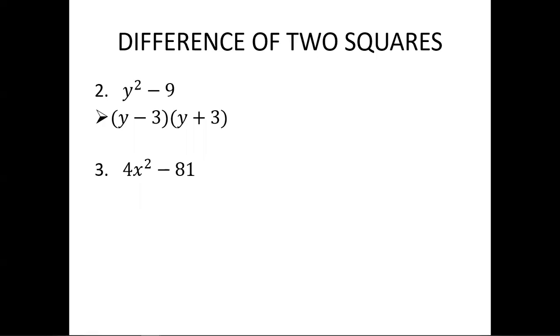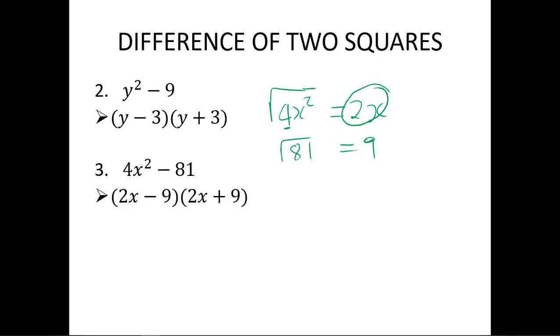So all I did here was just to find the square root of 4x squared. So the square root of this integer here is 2, and the square root of x squared will simply be x. This will be the first terms in each bracket, and I'll find the square root of 81, and the square root of 81 will just be 9. This will be the last term in each bracket. Brackets will just have different signs.